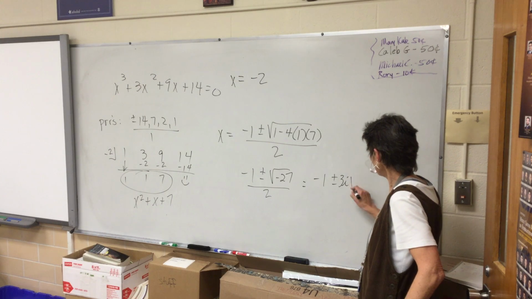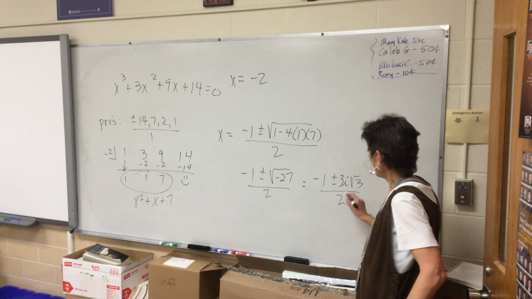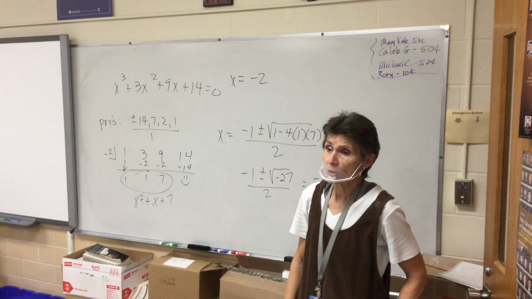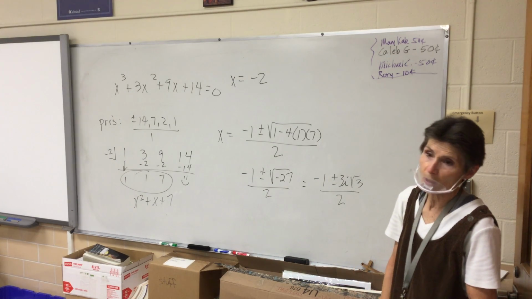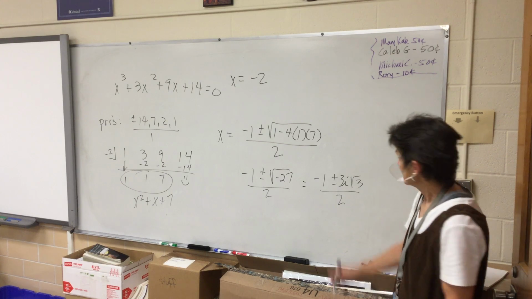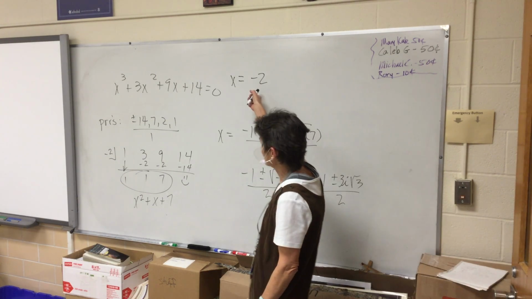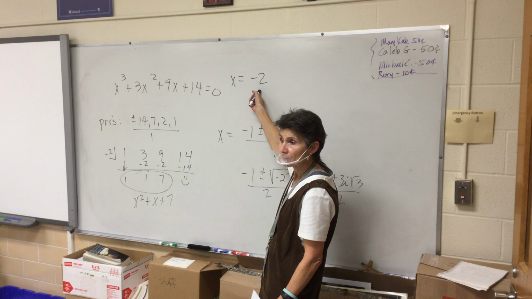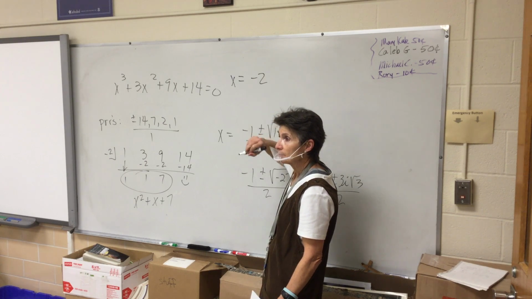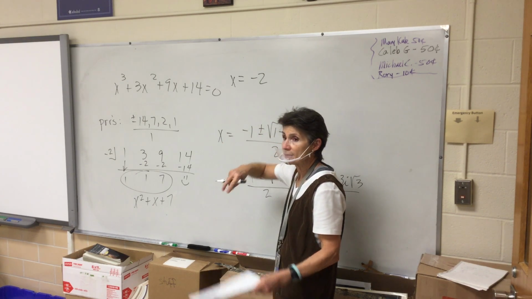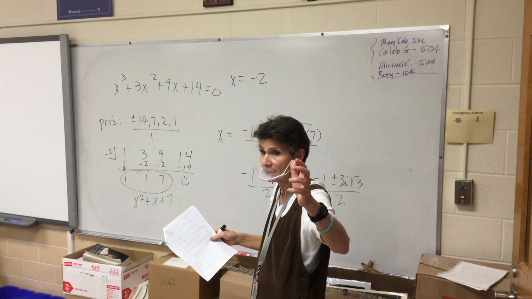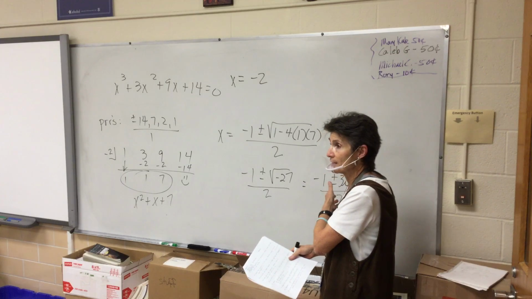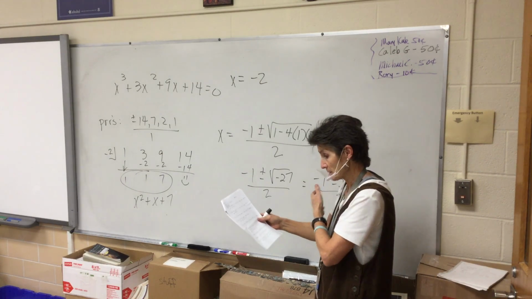3 root 3. And there are the other 2 answers. So there are 3 answers to this problem. Here are 2 of them, and there is the other one. Okay? So in this exercise, yes, we heard it yesterday, but we have grouping, we have that possibility, and then we also have the guess and divide possibility.